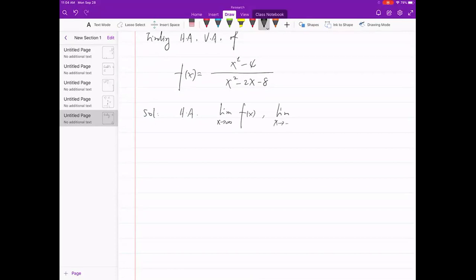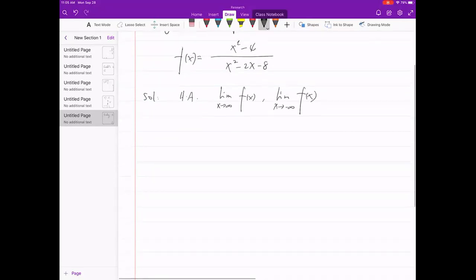And your answer is going to be at most 2: maybe no horizontal asymptote, or 2 horizontal asymptotes, or the 2 horizontal asymptotes are the same, so instead you have 1. For vertical asymptote, you are looking for something like a constant divided by 0. Sounds good? Yep.